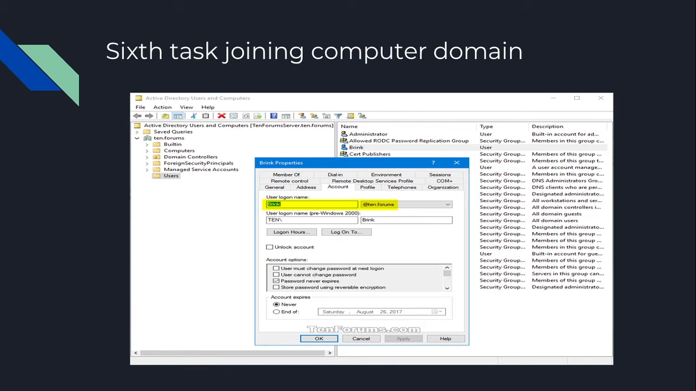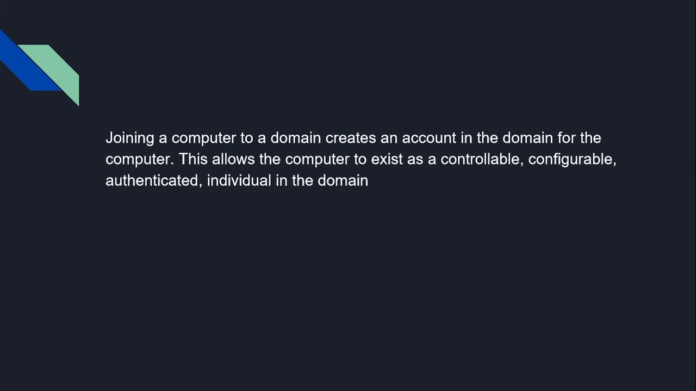So the sixth task that we did is joining a computer to a domain. Joining a computer to a domain creates an account in the domain for the computer. This allows the computer to exist as a controllable, configurable, authenticated individual in the domain.